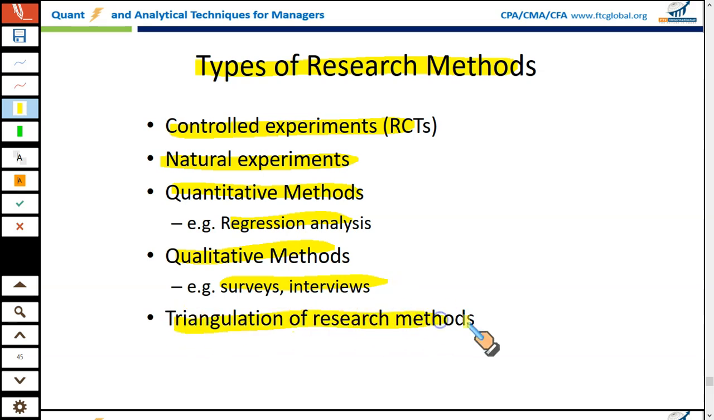Then we have triangulation of research method. That means using multiple methods or multiple data sources to study a research question to increase the confidence about the results you will get. So it's a combination of different research methods to get more dependable results.